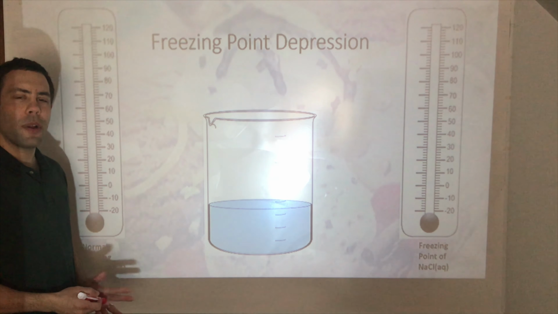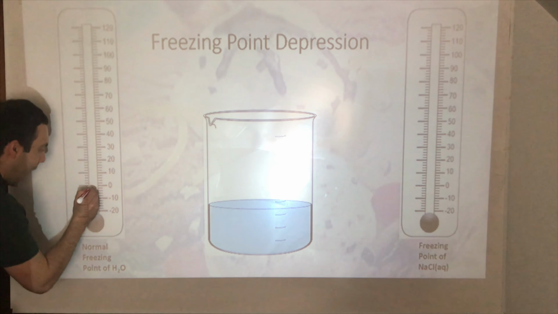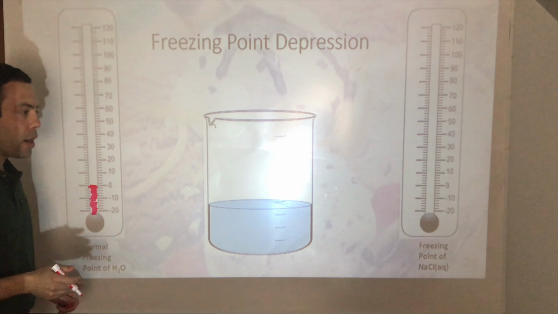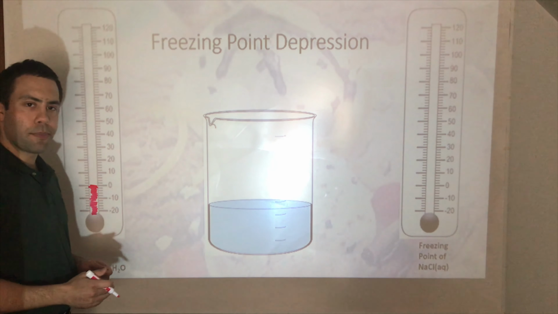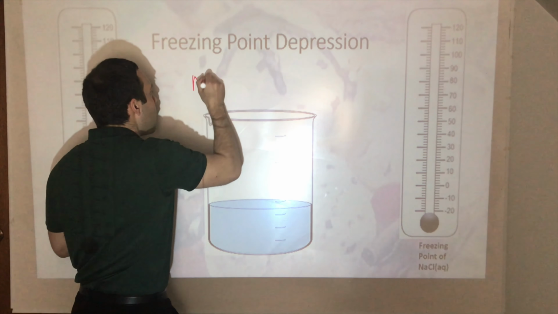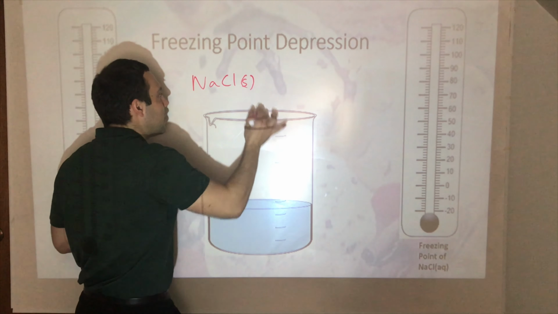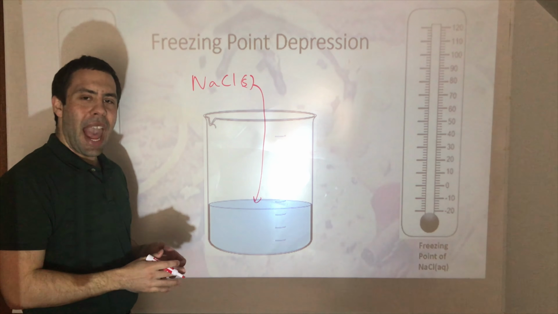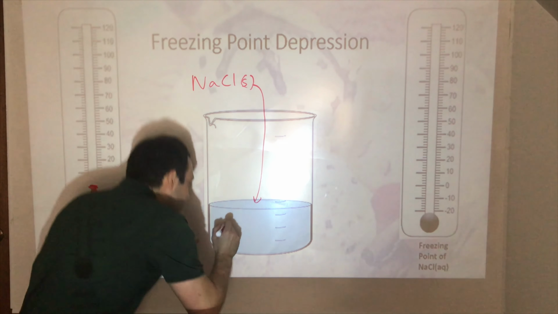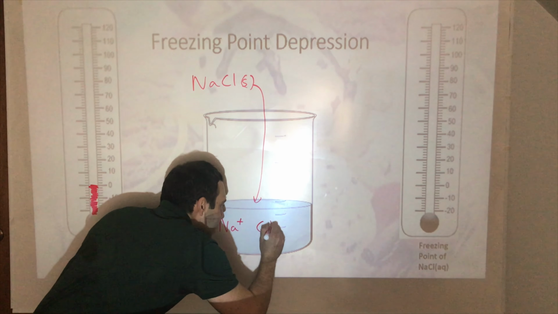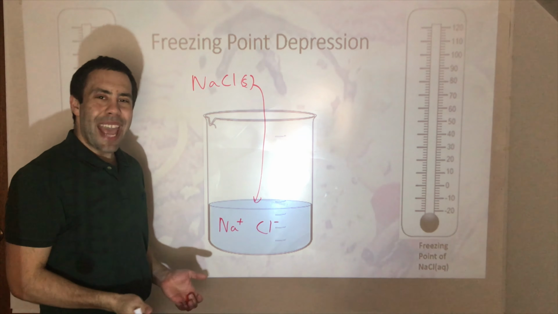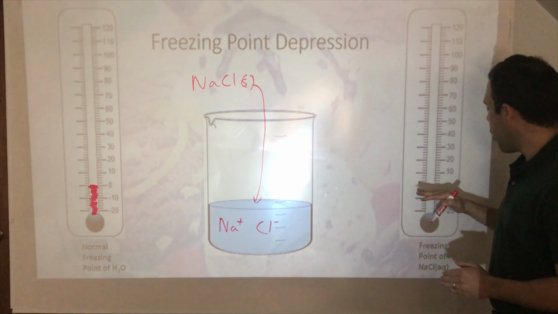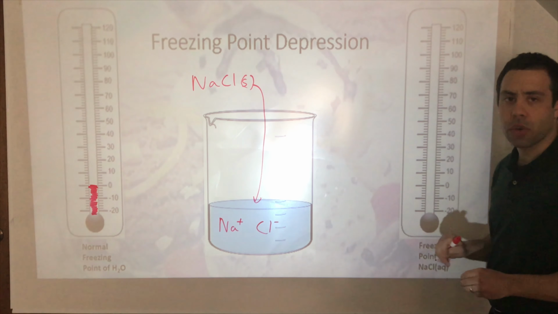Remember that pure water, H2O, normally freezes at 0 degrees Celsius. So at 0 degrees Celsius, that's when liquid water turns into solid ice. However, when you add sodium chloride, solid NaCl, into that water, the NaCl dissolves and dissociates, breaks up into Na+ and Cl- ions. By adding that more stuff to the water, it'll cause the freezing point to go lower, below 0 degrees Celsius.